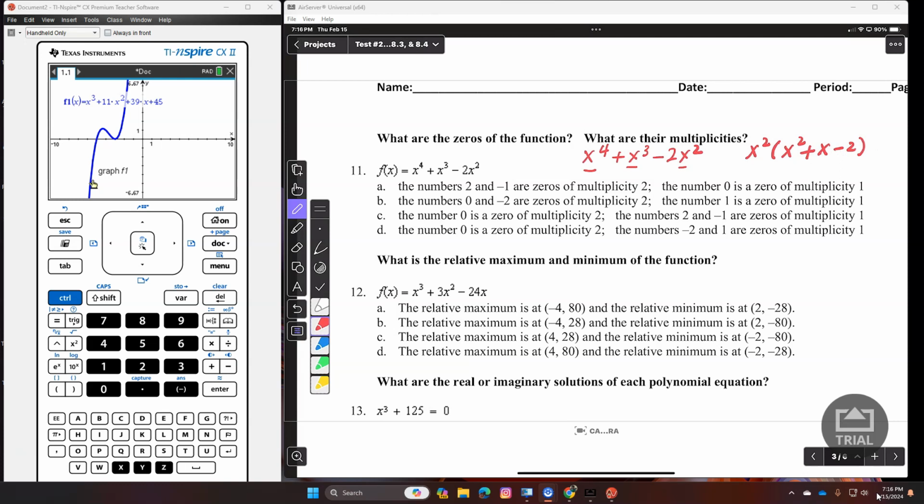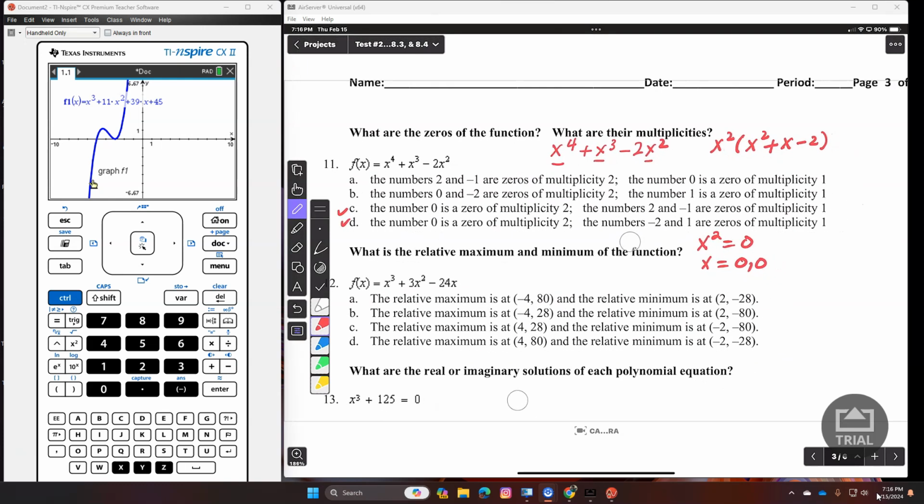So the first 0, and I'm going to do it down here, x squared equals 0. So x equals 0, 0. So we have 2 zeros. So number 0 is a multiplicity of 2. I would say that the answer is either going to be C or D. Okay, so we're going to focus on those two for right now. Now we have x squared plus x minus 2. And we're going to factor, because we can factor here, negative 2. So I'm going to say equals 0.